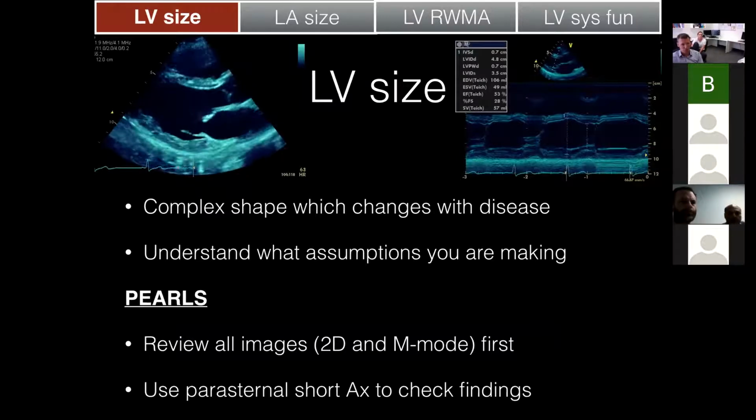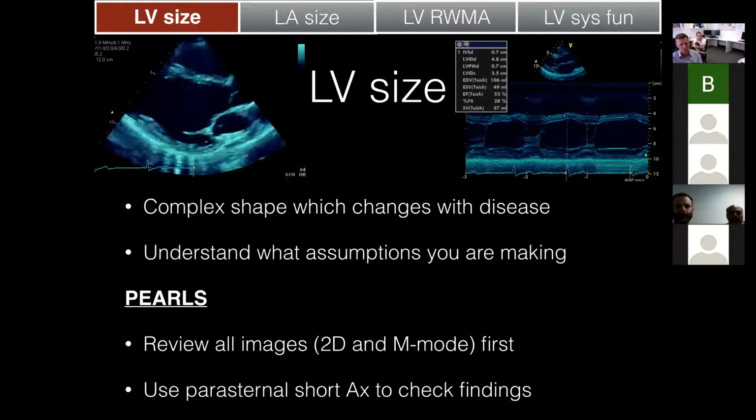All right, left ventricle size. We know it's a complex shape which changes with disease. We've got to understand that when a ventricle starts changing, some of the shape of that ventricle will change, and that's going to change some of these assumptions that we make when we're looking at it in different directions. So the idea is you've got to use all your images available to start making assessments on how that ventricle is working.